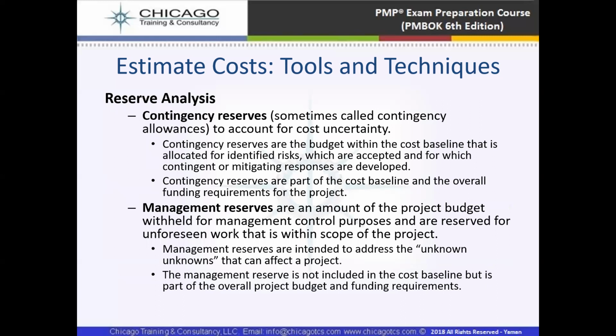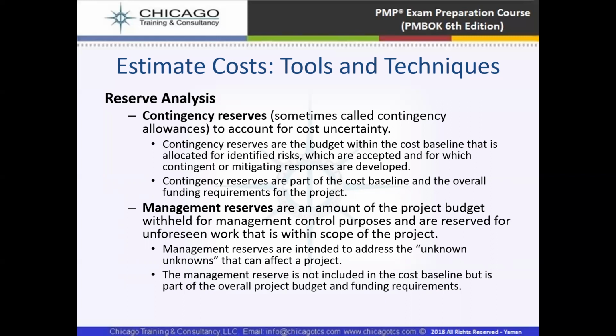And then we have reserve analysis, which we use in tools and techniques: contingency reserves and management reserves. What are contingency reserves? They are also called uncertainty cost, the budget within the cost baseline that is allocated for identified risks. Since we know the risk, we will allocate the cost for the identified risks, which are accepted and for which contingent or mitigating responses are developed. It means we allocate cost for those areas where we see uncertainties and risks, so we will add additional costs to those items.